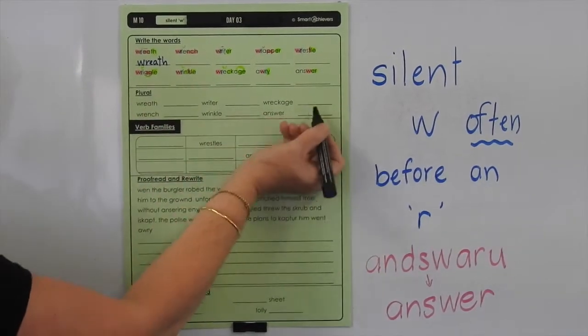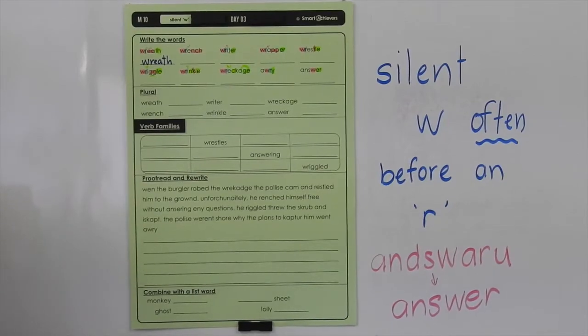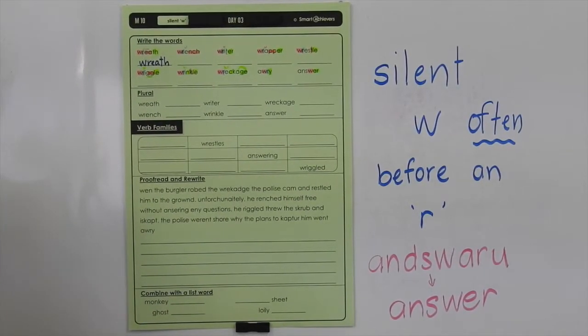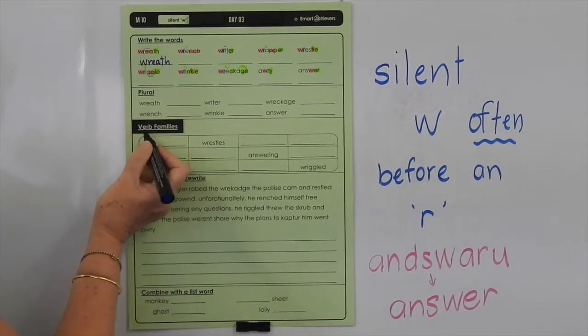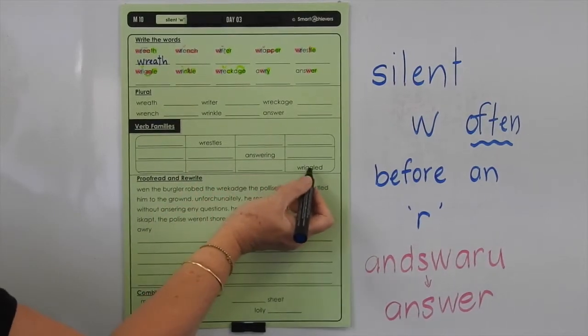Plural, these are all nouns, so we want to make them into their plural form. So commonly you would add S or ES to the end of the word. You'll have to work out what to do there. Verb, we've got verb families, wrestles, answering and wriggled.